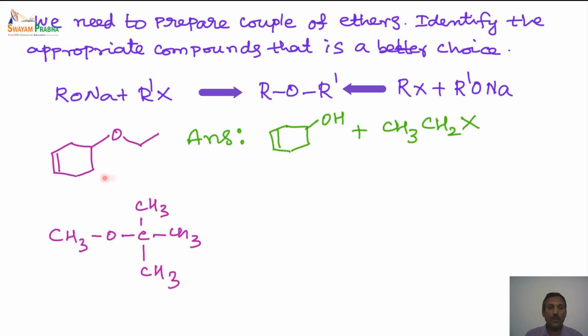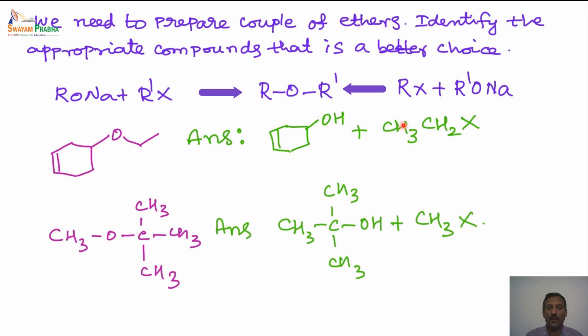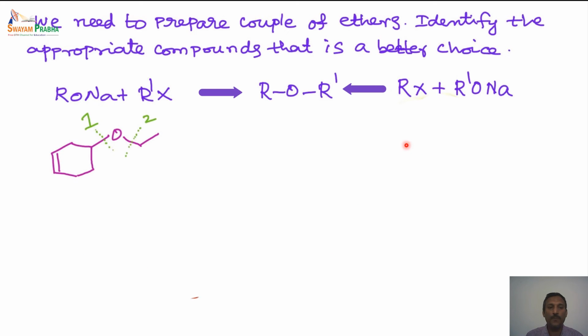So for this particular cyclohexyl and ethyl derivative, the best option is the alcohol is on the cyclohexyl unit and the halide is the ethyl halide. And in the case of the tertiary butyl and methyl combination, we have the tertiary butyl as the alcohol and the alkyl halide is the methyl halide. We will now see why we have to choose this condition and not the other conditions.